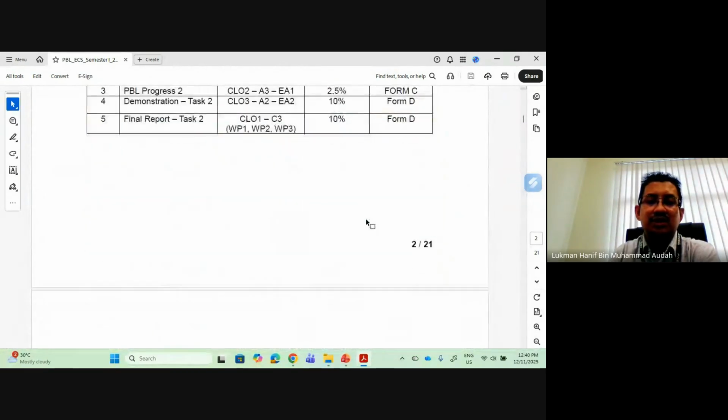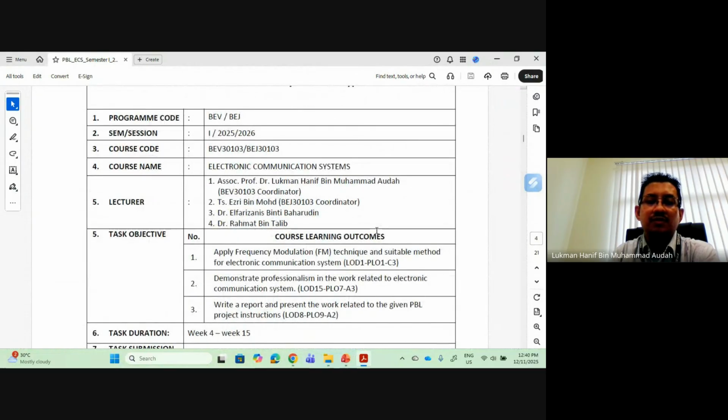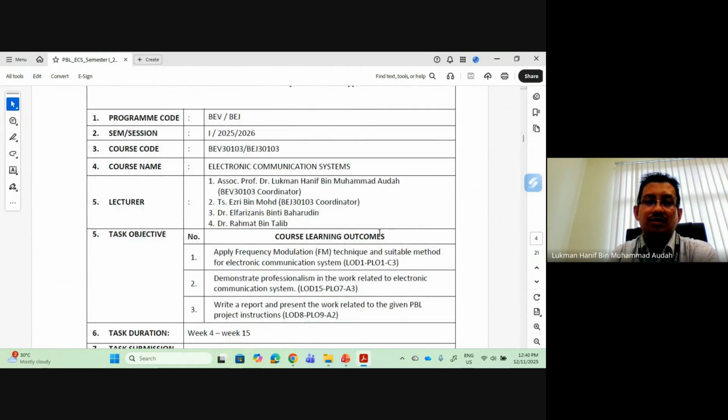What is task number 2? Task number 2 is the FM transmitter system prototype. That means you are going to produce a transmitter prototype. This is a hardware project. The course learning outcomes for this are: apply frequency modulation technique and suitable method for electronic communication system, demonstrate professionalism in the work related to electronic communication system, and write a report and present the work related to the given project instructions.